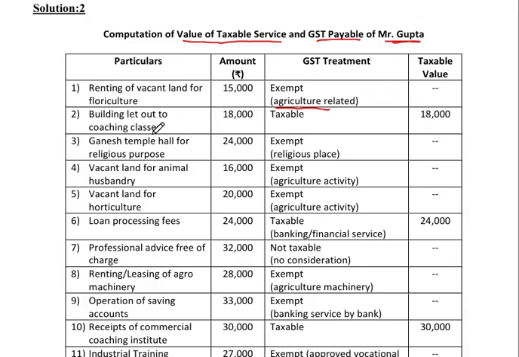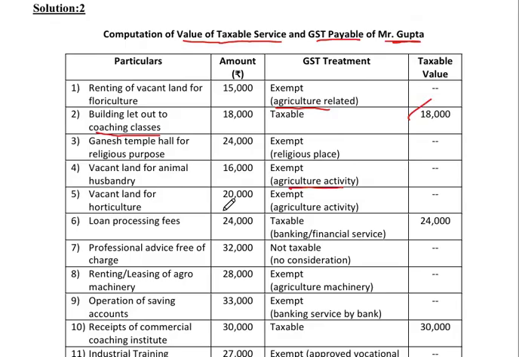Second one, building let out to the coaching classes. Okay, 18,000. It will be taxable. Whatever the commercial coaching, it will always be taxable under GST. The amount given is how much? 18,000. Okay, Ganesh temple hall for the religious purpose, 24,000. It is exempt because it is a religious place. The amount is not written in the taxable value, that is exempt. Vacant land for the animal husbandry, 16,000, which is an exempt agricultural activity, therefore no amount will be coming under the taxable value.